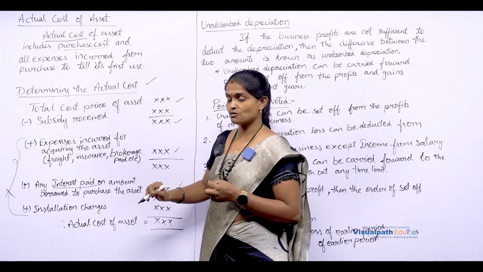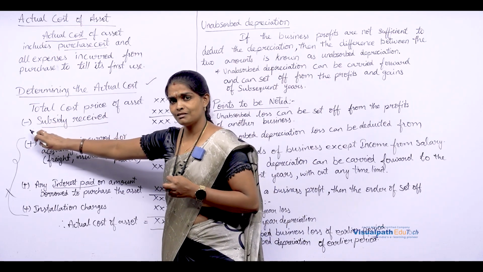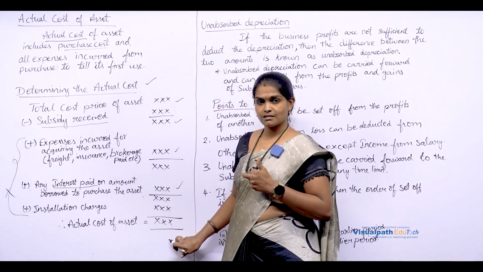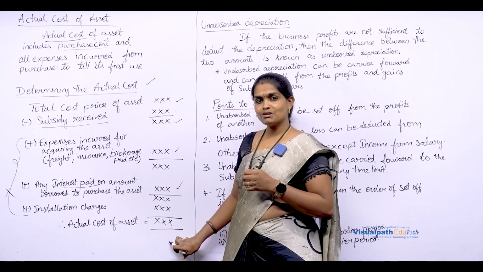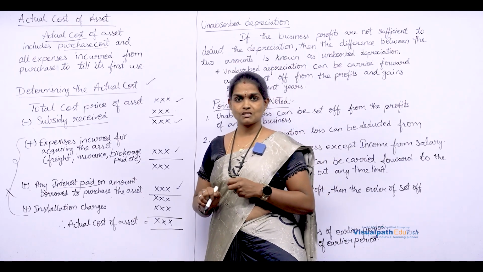Clear? Asset value, the actual cost of the asset. Only subsidy has to be deducted. Then you will get the actual cost of the asset. Clear? These are all the important points which you have to note down when you calculate depreciation. Clear?